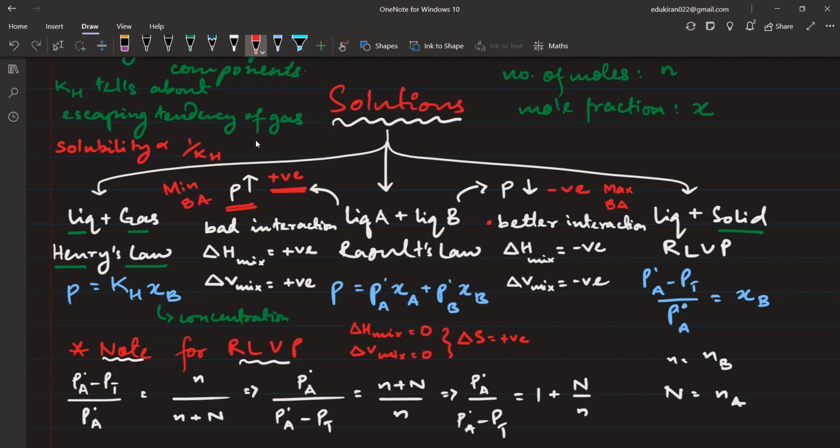The entropy of this mixing will be positive. Okay, it will not be equal to 0. Now, moving on, liquid plus solid.